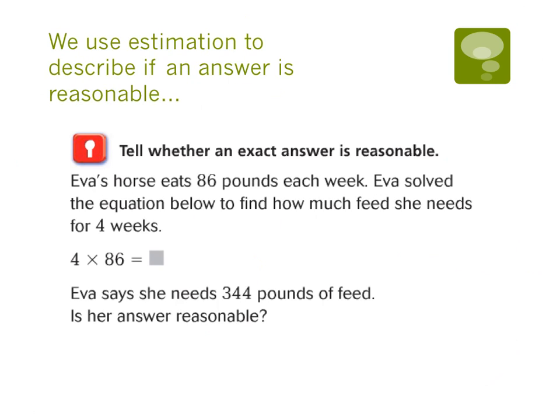Let's go ahead and try to use estimation to describe if someone else's answer is reasonable. Here, Ava's horse eats 86 pounds each week. She solved the equation to find out how much feed she needs for 4 weeks. If a horse eats 86 pounds a week in a period of 4 weeks, we could find that answer by doing 4 times 86. Ava says she needs 344 pounds of feed. Is her answer reasonable?